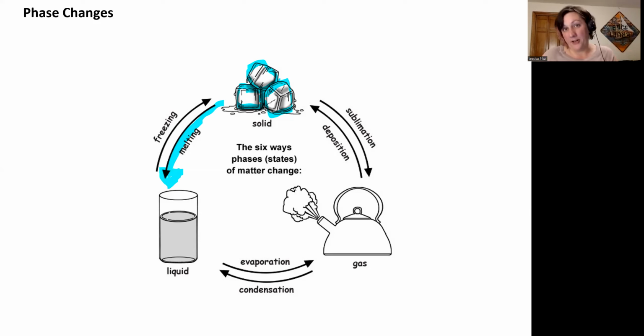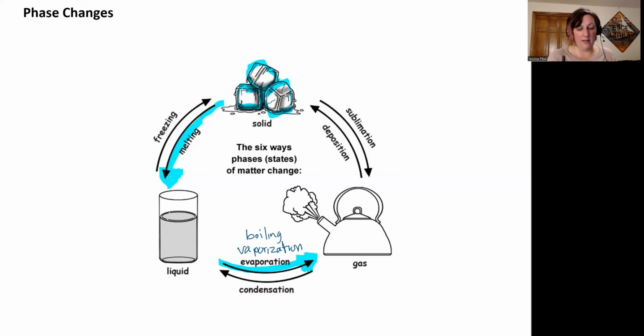Once we have liquid water, if we continue to heat it up and we keep heating, think about putting it on the stove, we will see it evaporate. And there's a few names for this process of going from a liquid to a gas. One of them is evaporation, one is vaporization, or boiling. And all three of these terms mean the same thing, which is the phase transition from a liquid to a gas.